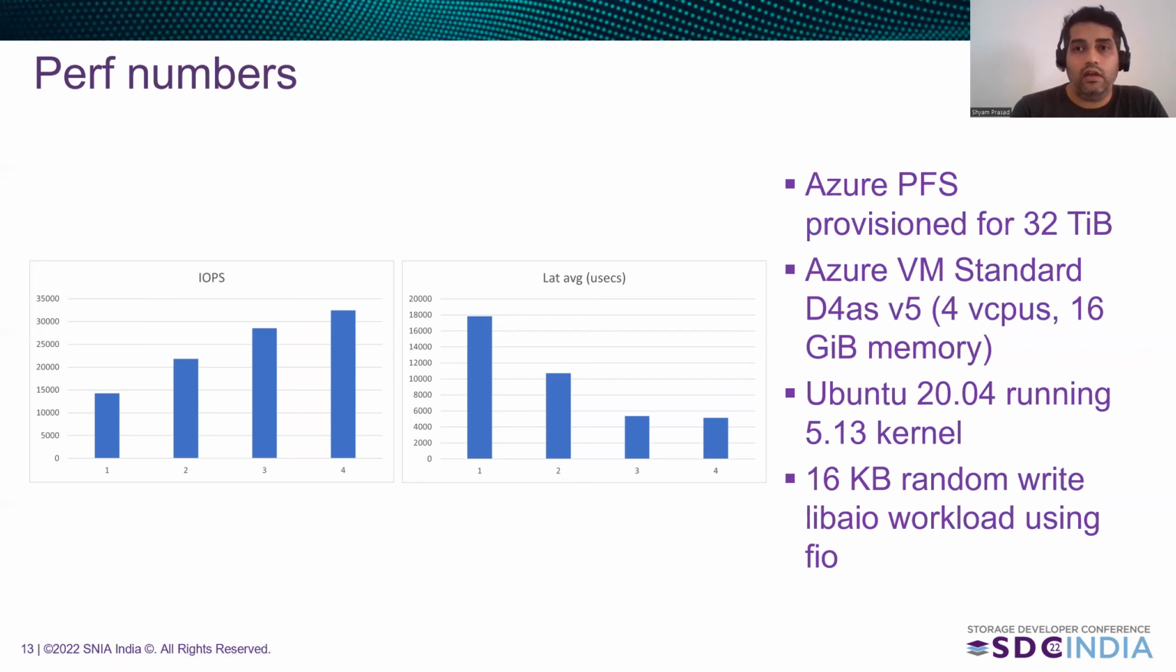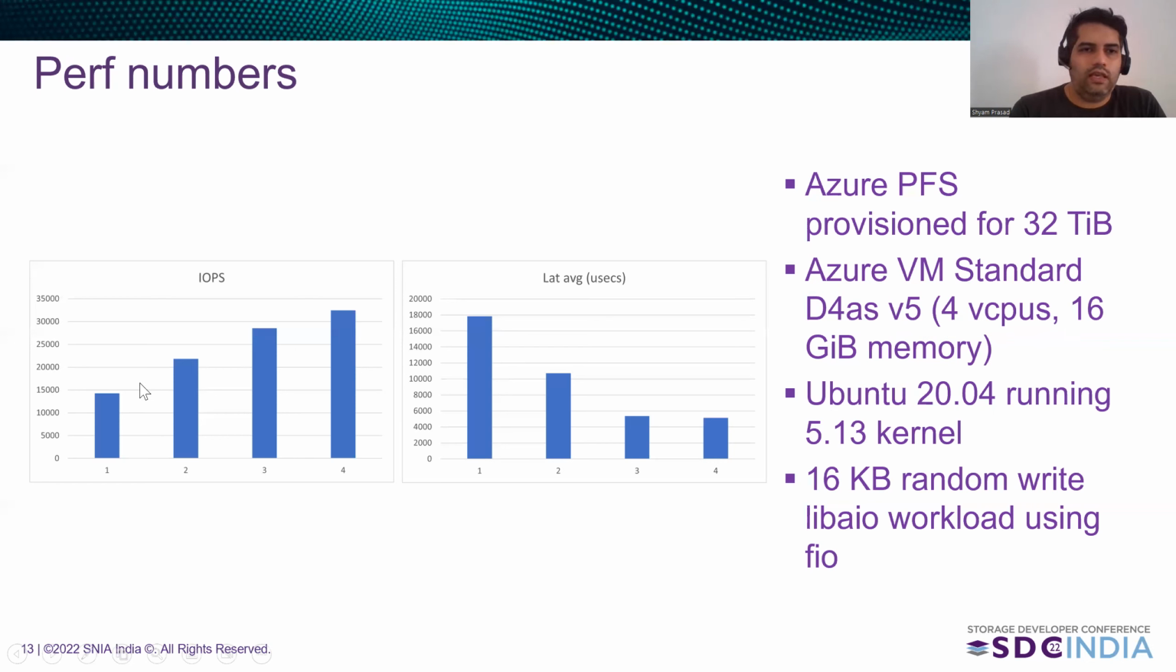So I had a premium file share created on Azure for this purpose, and it was provisioned for 32 TB. The client used was an Azure VM Standard D4as v5, which is nothing but 4 vCPUs and 16 GB RAM. And Ubuntu 20.04 running the 5.13 kernel was used in this case.